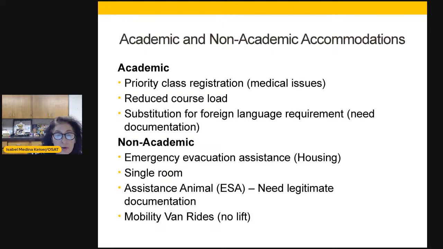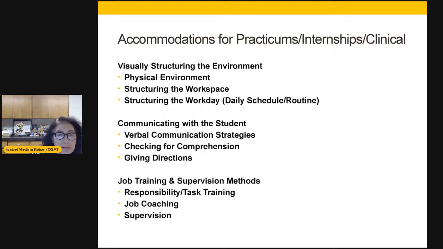I've stated before that it's also an accommodation, could be an emotional support animal or an assistance animal. Again, we need legitimate documentation for that. Next slide, please. We're really pushing about accommodations for practicums, internships, and clinical settings.